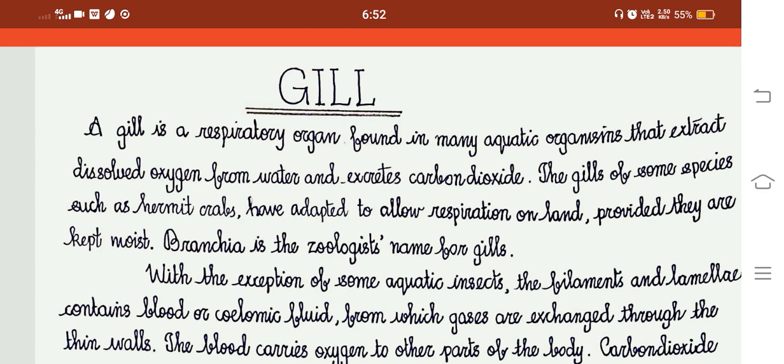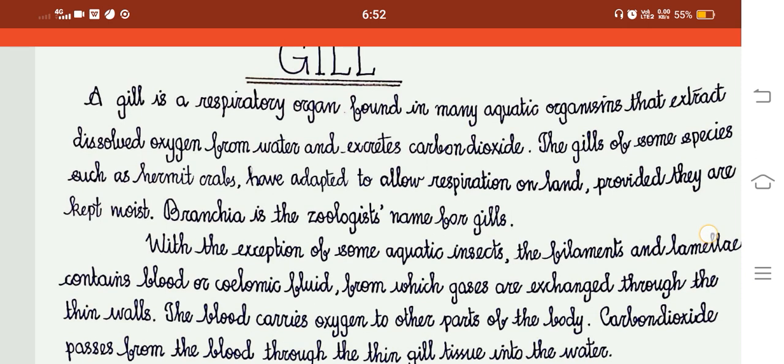Hello everyone, in this video we are going to learn about gills, and after that we will be learning about some points related to the respiratory system. As a quick recap, a gill is a respiratory organ found in many aquatic organisms that extracts dissolved oxygen from water and excretes carbon dioxide.